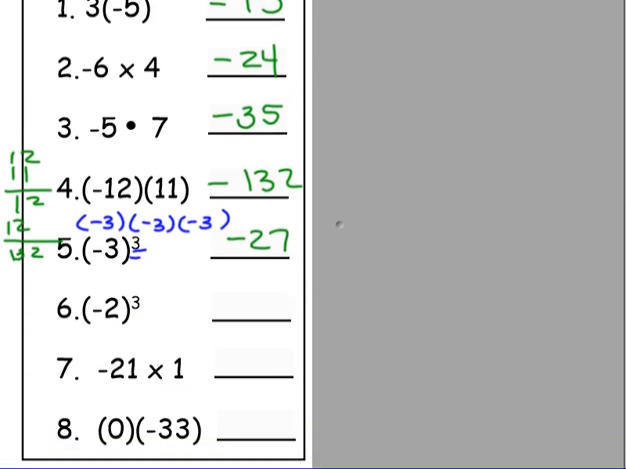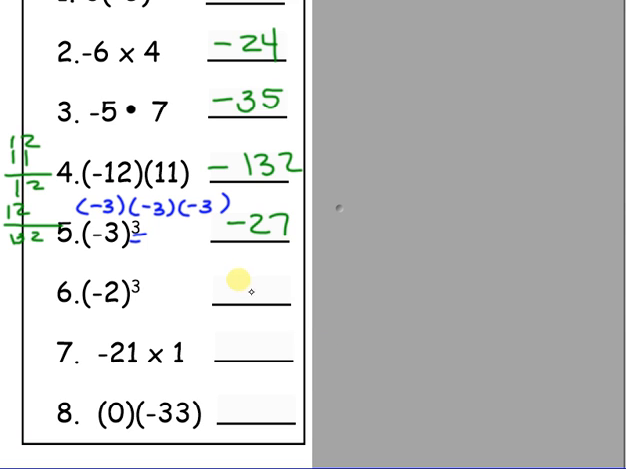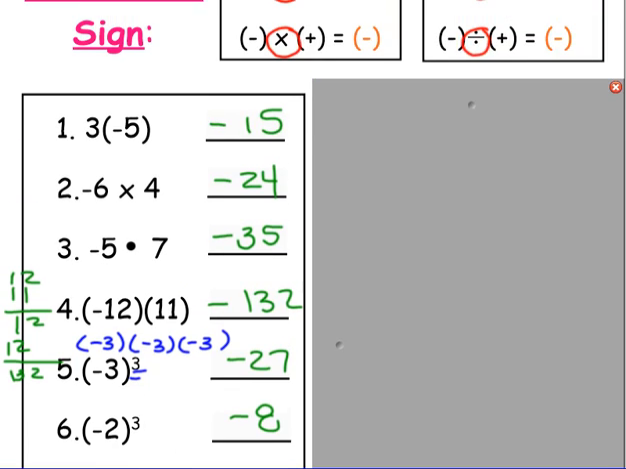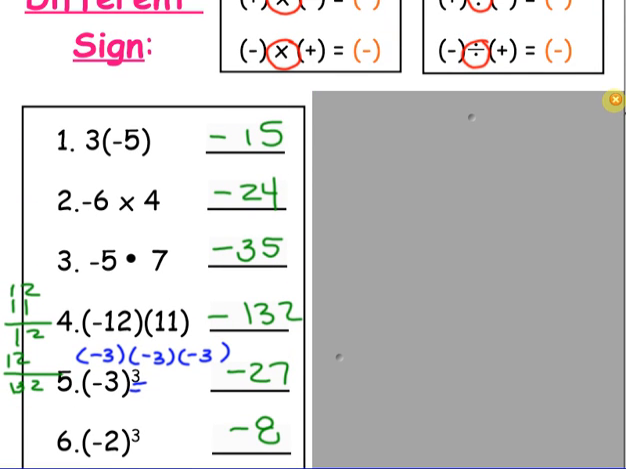All right. Over here, I have negative 21 times positive 1. That's going to be negative 21. 0 times negative 33. Well, anything times 0 is 0. And remember, 0 is not positive and it's not negative.